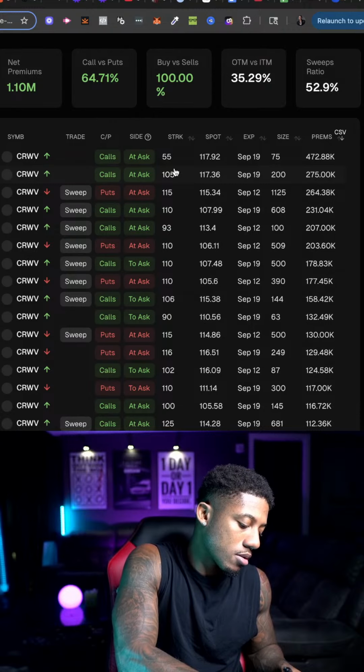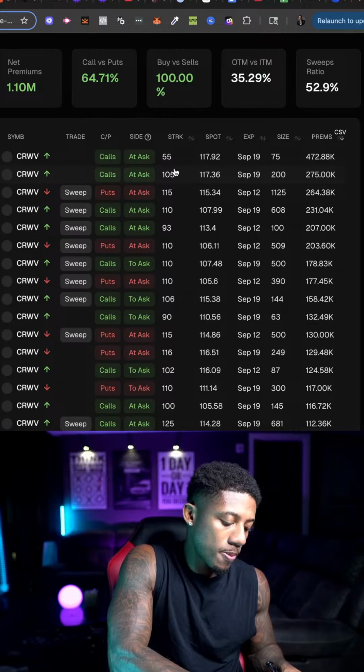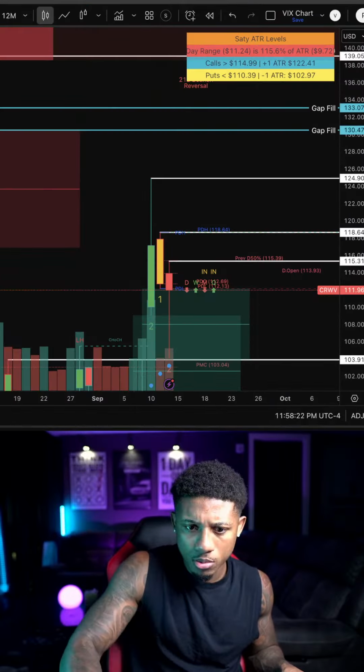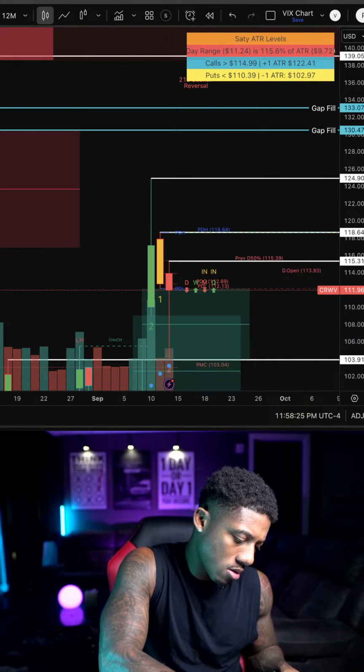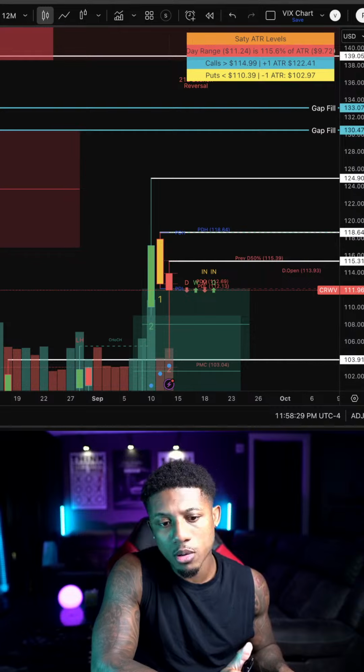Break and retest. Gap to the upside. Calls above. Your calls would be above 120, or no, I'm tripping, 115.50. I'll just round it up. 115.50. You probably want to buy 2 weeks out.